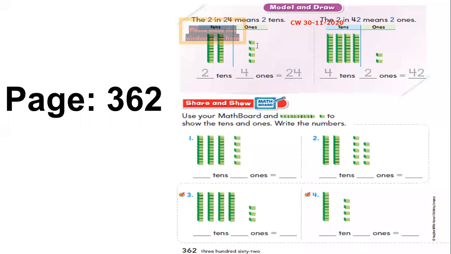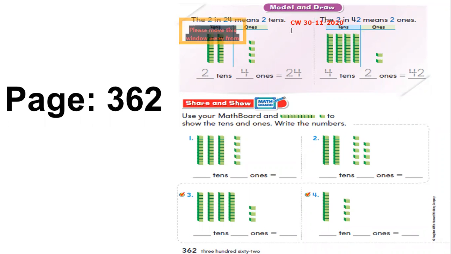Here, the 2 in 24 means the 2 tens. So you have the number 24. In the number 24, the 2 means the tens and the 4 means the ones.